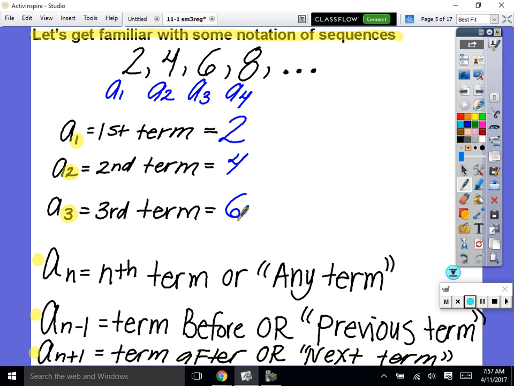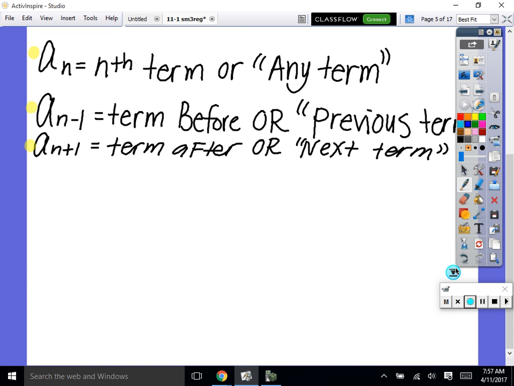Does everybody understand? So if I said A sub 20, what term would I be talking about? The 20th term, right, everybody? Okay. So now you're going to see this notation as well. Make sure you understand what it means, because it always throws people off, but you have to remember what it means. So let me scroll up for you in the back.